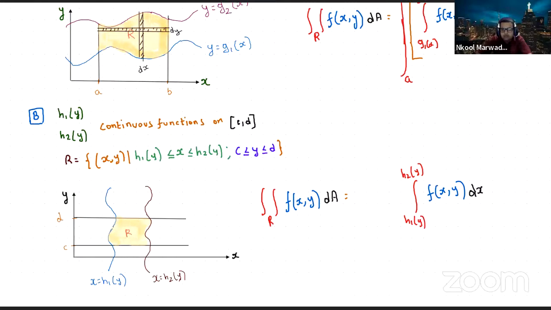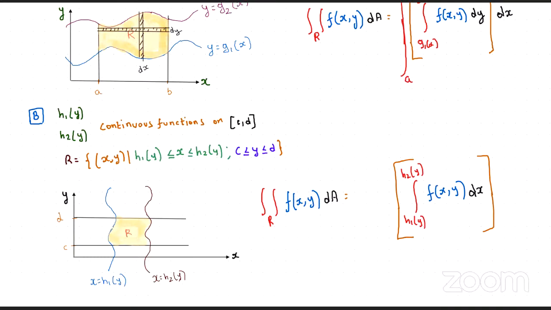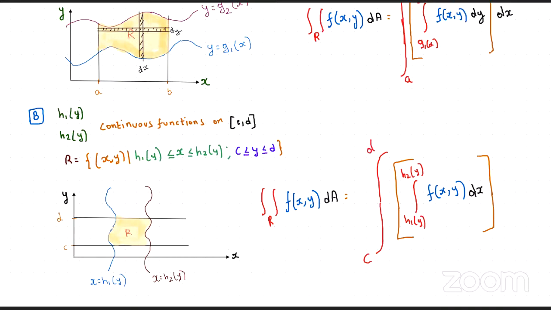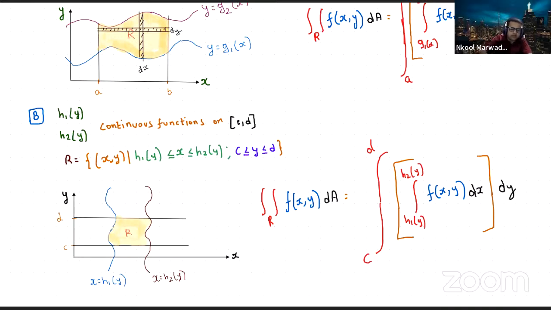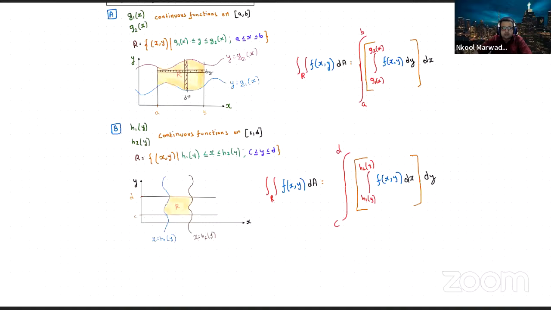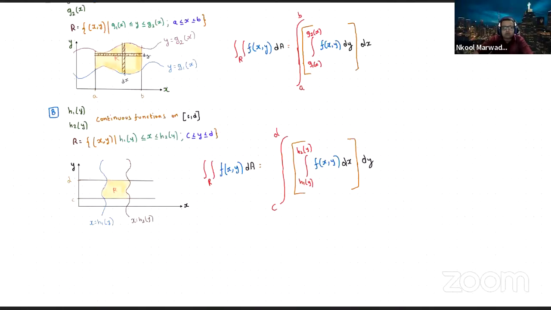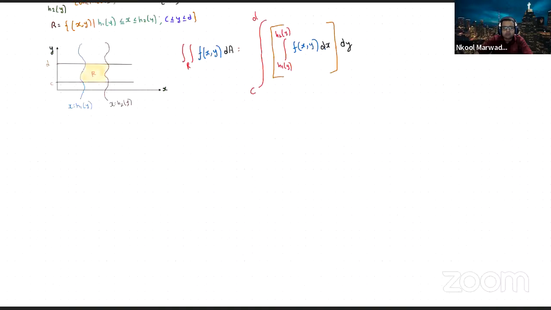Then whatever answer I will get, I will further integrate it from c to d with respect to y. So this is how we can do multiple integration to compute the area of a region on a plane, and that region can be any region. It does not have to be symmetric, as we can see here. Now let us look at some examples to get some more clarity.